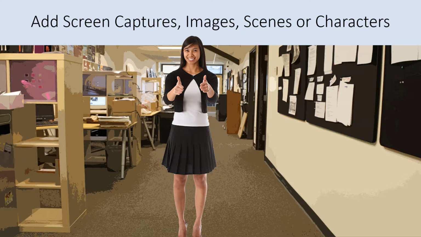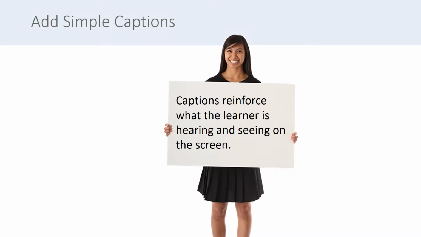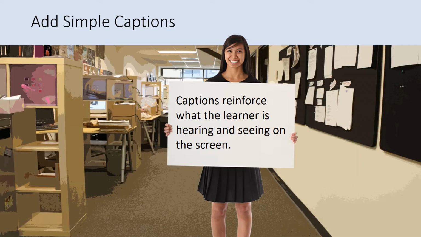Once I have my entire course outlined or storyboarded and a script is written, I can begin adding screen captures, images, scenes, or characters depending on what I'm trying to portray. Also include text captions and highlights whenever it supports your voiceover. Keep the text wording simple and use it to reinforce those voiceovers, not to duplicate what you're saying.